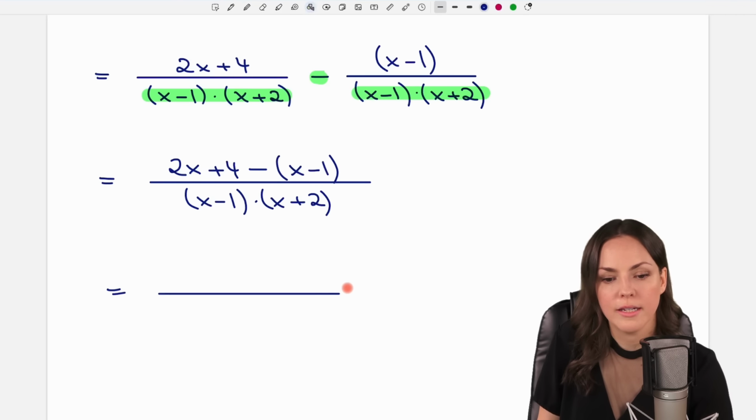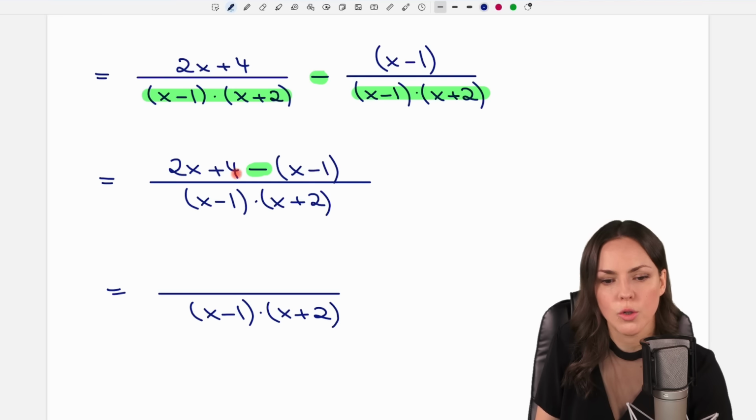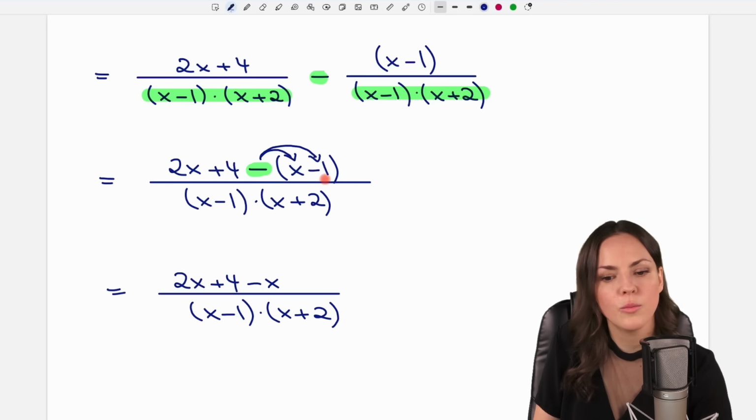Let's simplify it even more. We leave the denominator as it is. It looks good. And in the numerator, we can get rid of these parentheses here. So we take the first part, and then we have minus x, so minus x here, and minus -1, so minus and minus is a +1 then.